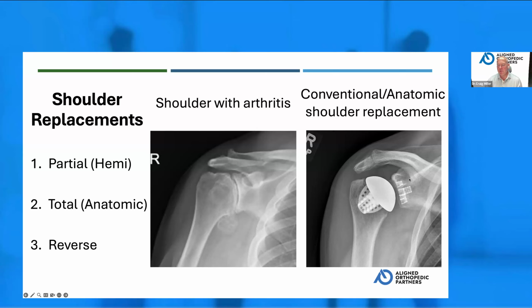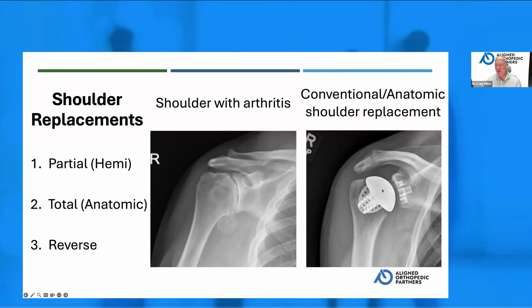This is a total shoulder. This is a resurfacing implant. This is the minimally invasive type of replacement where we're just replacing the surface of the ball and the surface of the socket. This is done in younger patients that have good quality bone, that have a normal, healthy rotator cuff, because anatomic or conventional shoulder replacements require you to be younger and have a good, strong, healthy, normal rotator cuff, because there's no constraint here.